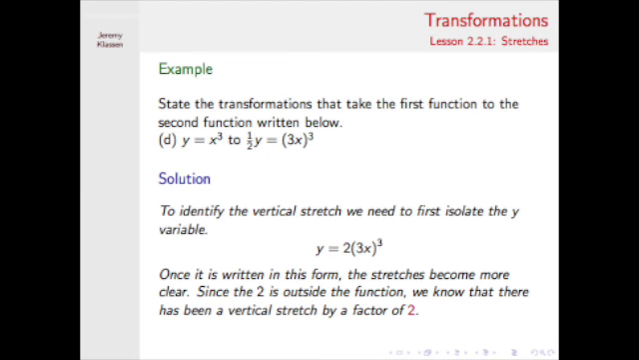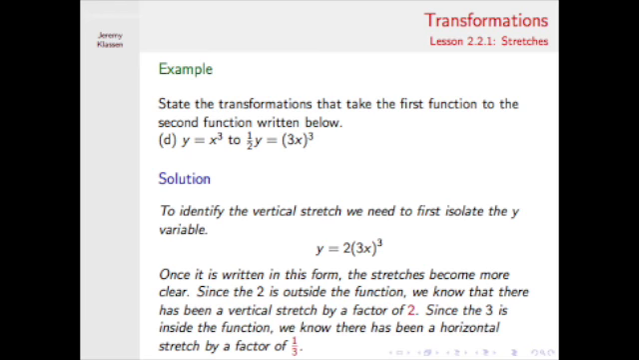Since we had to multiply by 2 to get that coefficient of the y over to the other side of the function, we know that there's been a vertical stretch by a factor of 2. We can also see that because there's a 2 outside the function. And since we see that there was a 3 inside the function as the coefficient of the x, we know that that means there's been a horizontal stretch by a factor of 1/3. And again, you can see that if you think about what you would have to do to isolate that x. You would have to divide by 3. And again, that means that that's the stretch factor.